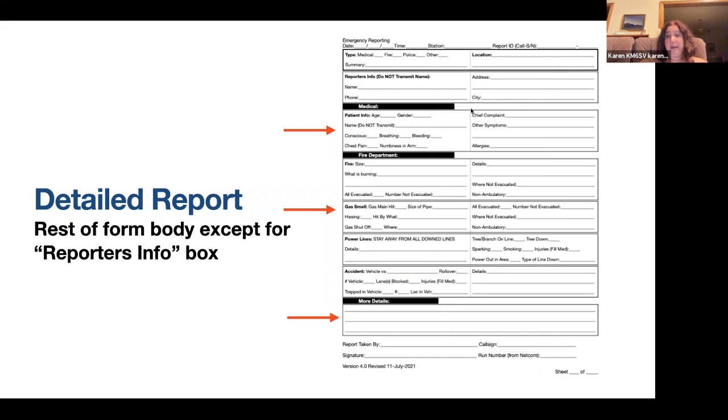After that, we can collect the reporting party's contact information. Please keep in mind that we don't transmit this information over the air unless it is specifically requested via our net control. And in no circumstances, even if it's specifically requested, do we transmit the name of the reporting party over the air.